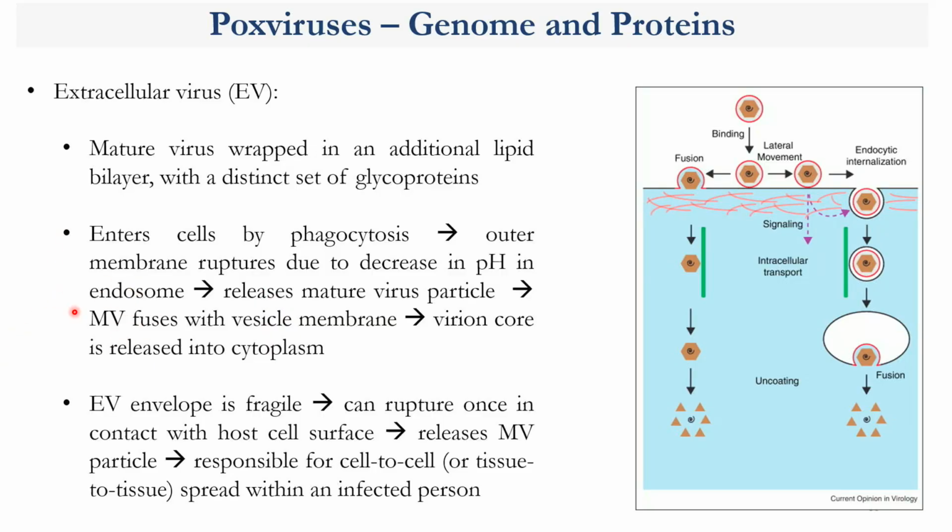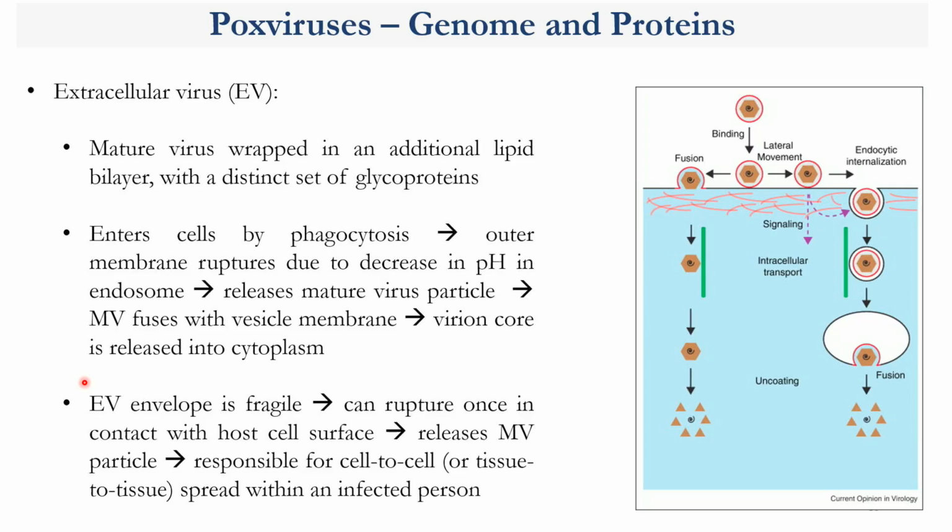From there on, your MV will fuse with the vesicle membrane. Okay, so you basically break open the outer membrane first, and then your MV comes out and it will fuse with the vesicle membrane. And as a result, the core will then get released into the cytoplasm. So it's very similar to what we have seen, except the additional step here is you have first the outer membrane getting ruptured due to decrease in pH, okay? And then the inner membrane fuses with the endosomal membrane, as you can see here.